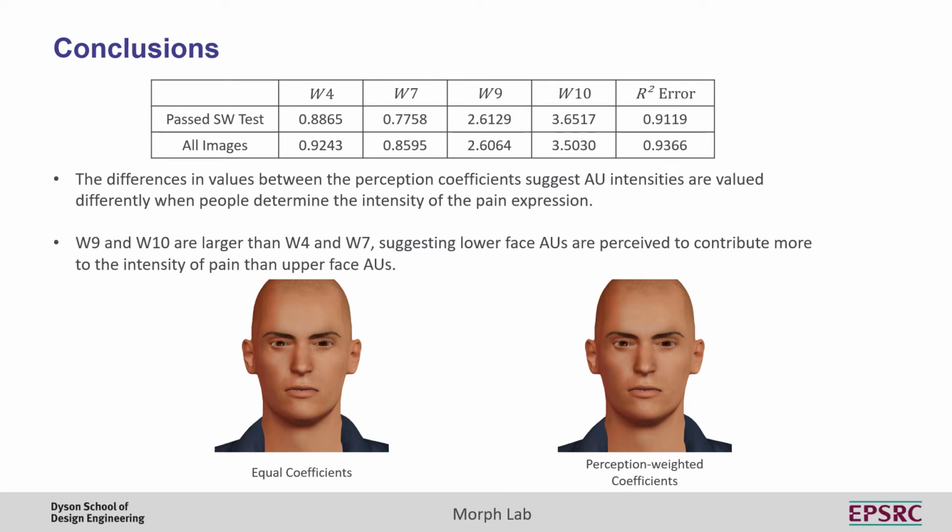From the table, we can see that the perception coefficients are not all equal, which suggests people value different action units differently when determining the intensity of the pain expression by perception. And the coefficients of the lower face action units 9 and 10 are much greater than the upper face ones, 4 and 7. This suggests lower face action units are more indicative of the overall intensity of pain, which is consistent with previous findings. The 2 video clips down below show the differences between an unweighted simulation and the perception-weighted simulation of pain expression increasing from 0 to maximum.